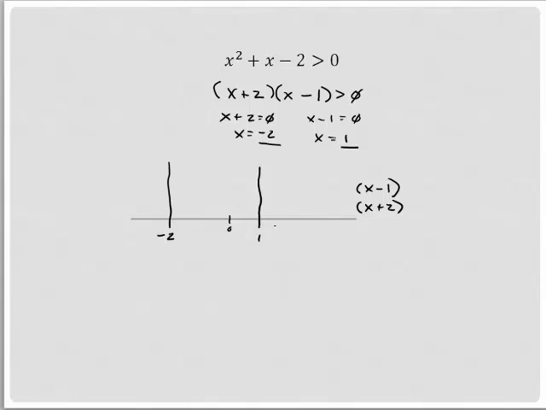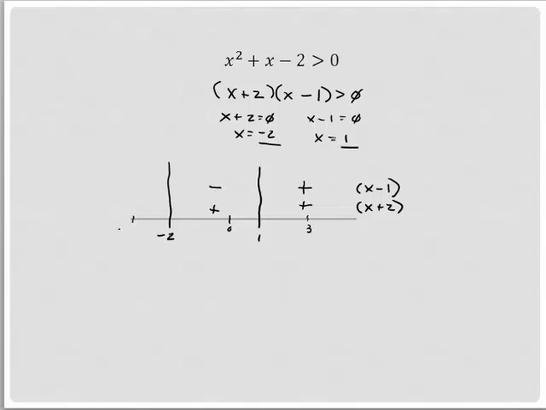Okay. When I have a number greater than 1, I don't know, let's use 3. 3 plus 2, is that a positive or a negative? It's positive. 3 minus 1, is that a positive or a negative? Here's my favorite number in between here, 0. 0 plus 2 is a positive. 0 minus 1 is a negative.